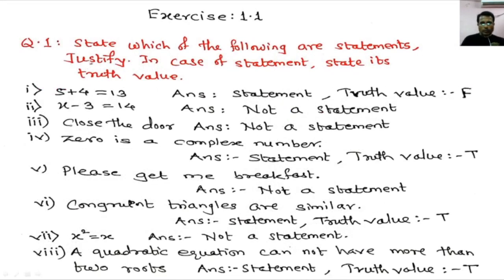Now here, the first statement is 5 plus 4 is equal to 13. We know that it is not true, it is false. So the truth value is determinable and that is false, therefore it is a statement. Similarly, x minus 3 equal to 14. When we consider this, we will observe that the variable x is appearing and we don't know what the value of x is, and therefore it is clear that the truth value is not decidable and therefore it is not a statement.